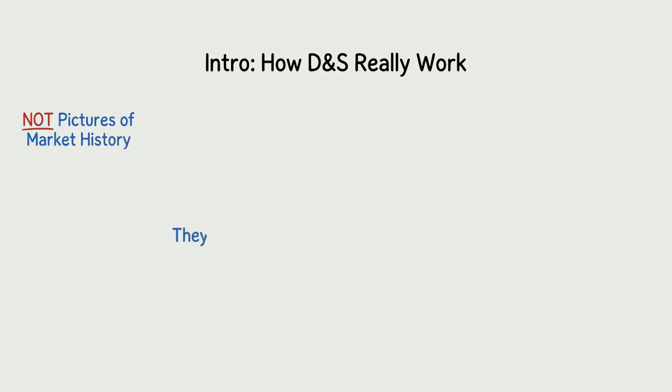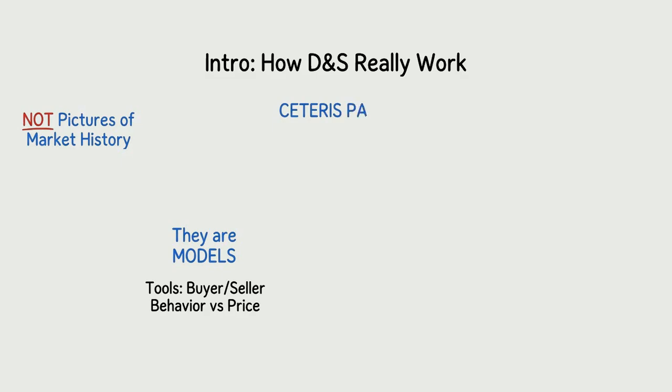Okay, let's get into how demand and supply curves really work. First, forget the idea that these curves are just pictures of what happened in the market. They're not. They're models. They're tools economists use to understand how buyers and sellers behave when prices change, assuming everything else stays the same. That assumption, everything else staying the same, is called ceteris paribus. It's like a lab experiment. You isolate one variable, in this case, price, and see how quantity responds.